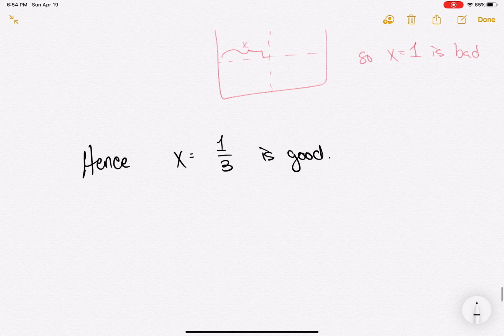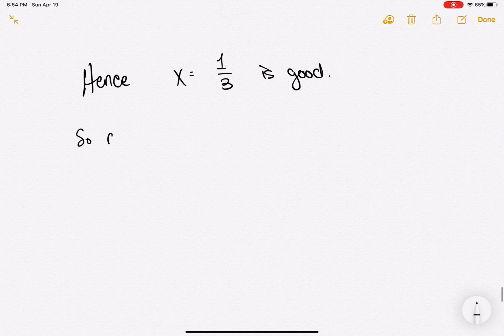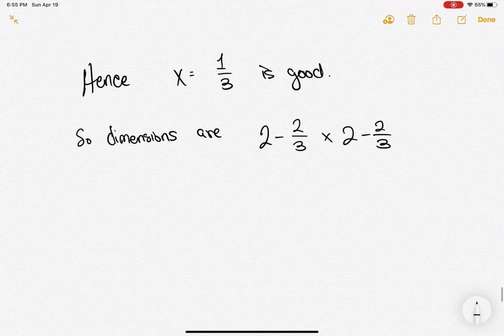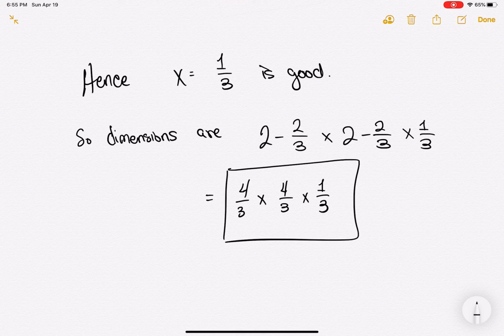But this doesn't give dimensions. So the dimensions are 2 minus 2/3 by 2 minus 2/3 by 1/3, because this is the box that we're actually making. So what is that? That's really 4/3 by 4/3 by 1/3. And indeed, this is the answer given.